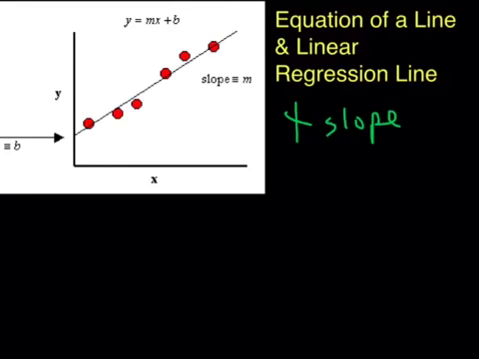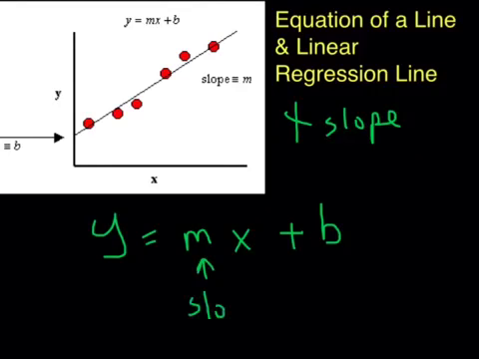Alright, and the point of this particular part of the lesson is to reacquaint you with the equation for a line. Y equals mx plus b. And the picture that I have here is actually pretty good. The m is going to be your slope, which we already learned how to calculate. The b, you can see it right here, is going to be your y-intercept.